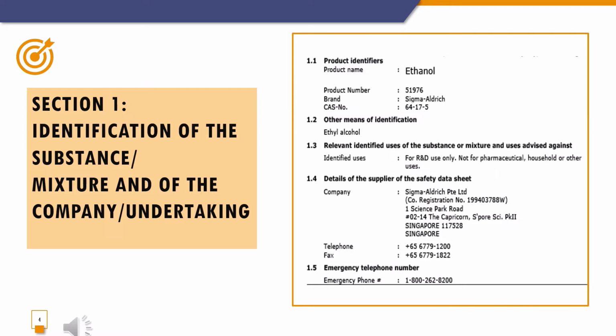Section 1 provides information on the chemical's identity. For example, the slide shows the SDS of ethanol and the supplier details.